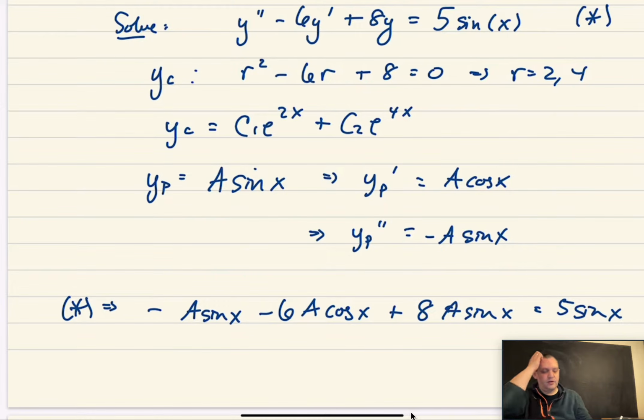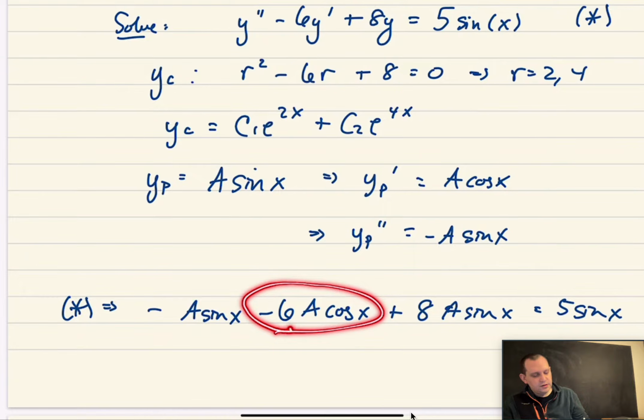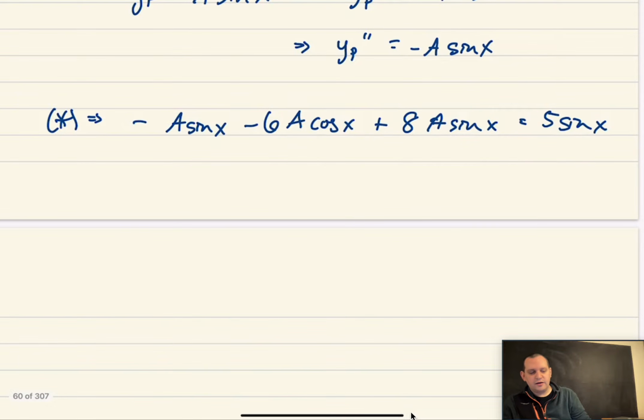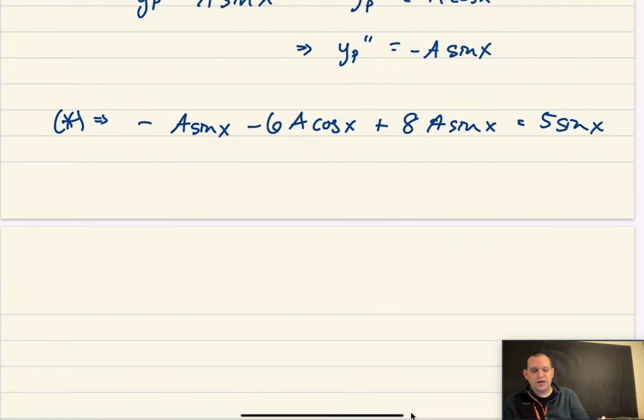Well, we're going to have a problem. On the one hand, the negative a and the plus 8a give us 7a, and so that could tell us that a is 5/7. On the other hand, we want a to be 0 because we don't want any cosine terms to appear. There are no cosine terms over here. So this tells us that we made the wrong guess.